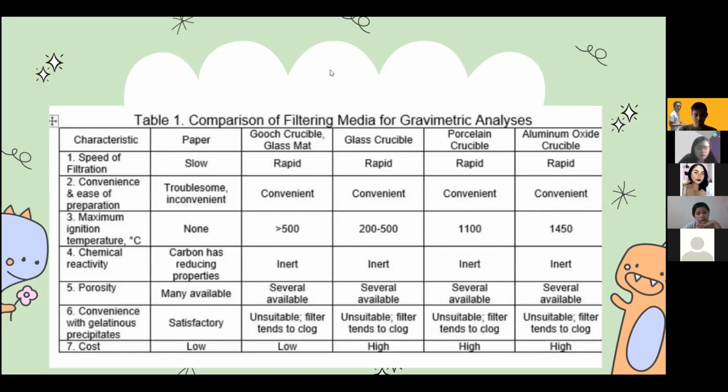For the chemical reactivity, Gooch and glass crucibles are inert, and when we say inert, it means that they are chemically inactive or they don't react to the different kinds of chemicals being filtered. For the porosity, both of them have small holes, but very few. For gelatinous precipitates, there is a tendency that it will clog if you use crucibles. And lastly, another disadvantage of crucibles is that they are too expensive compared to filter paper.